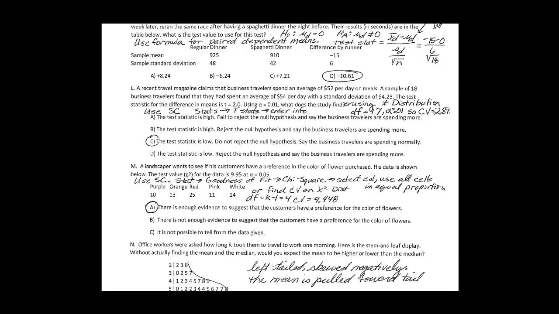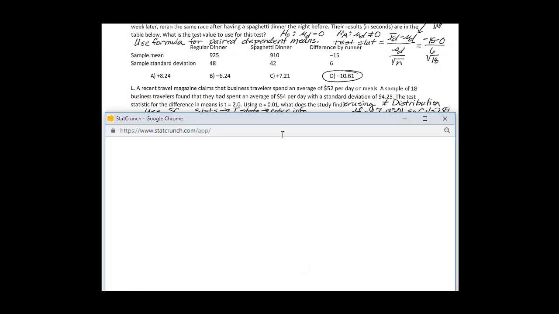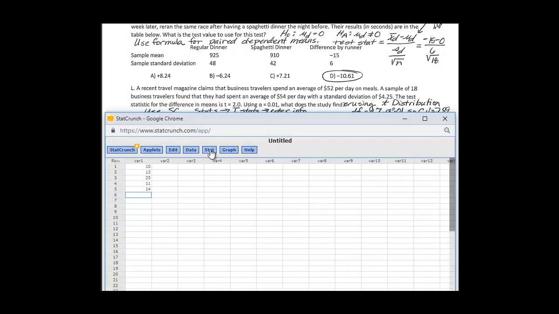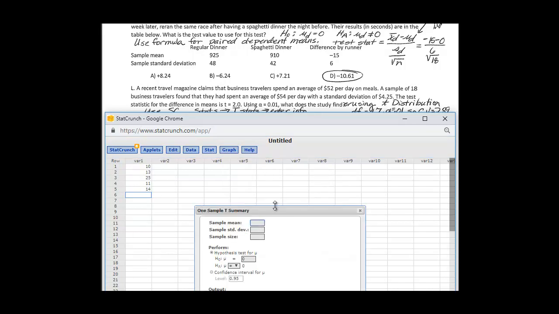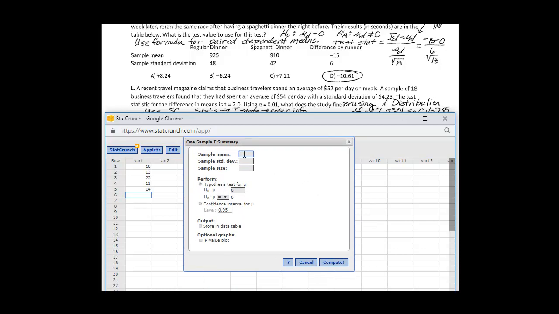You could go into StatCrunch and do t-stats. Again, I'm almost afraid to do this because I don't want to confuse anybody. You could go into Stats, down to T-stats, and do one sample with summary, and put all of our information in here. Our sample mean from our sample was 54, the standard deviation was 4.25, and our sample size was 18.